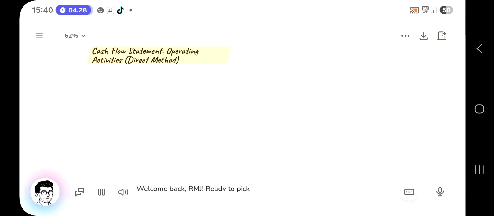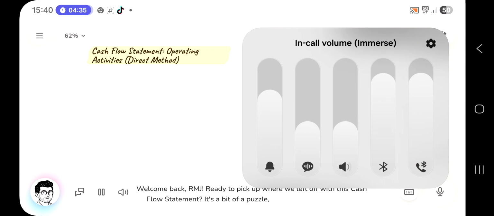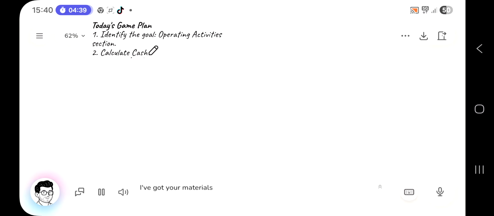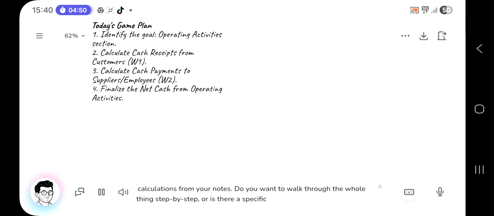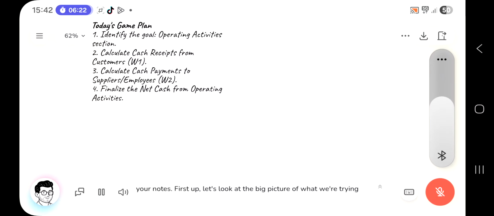Ready to pick up where we left off with this cash flow statement? It's a bit of a puzzle, but we'll piece it together. I've got your materials here, including those T accounts and the cost calculations from your notes. Do you want to walk through the whole thing step by step, or is there a specific part that's giving you trouble? First up, let's look at the big picture of what we're trying to build.